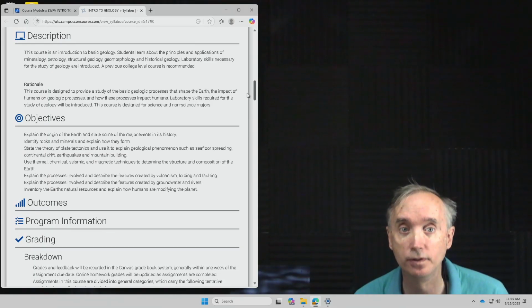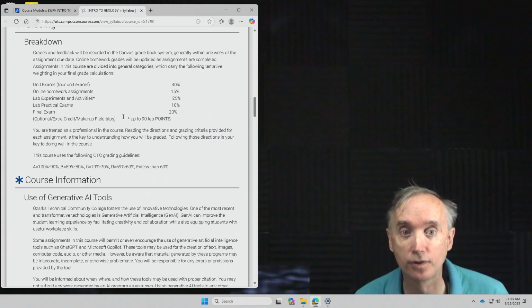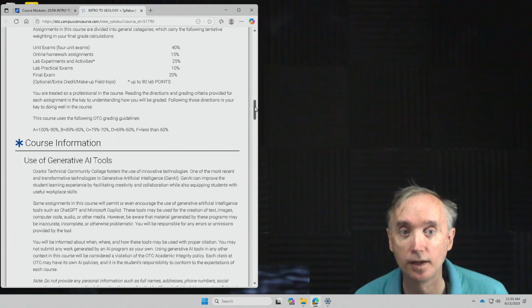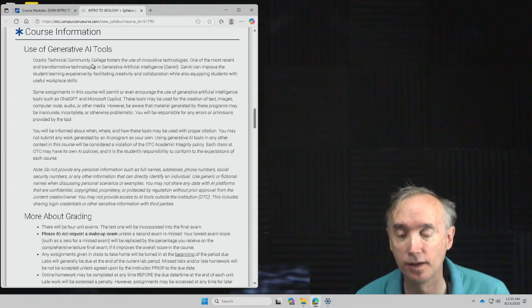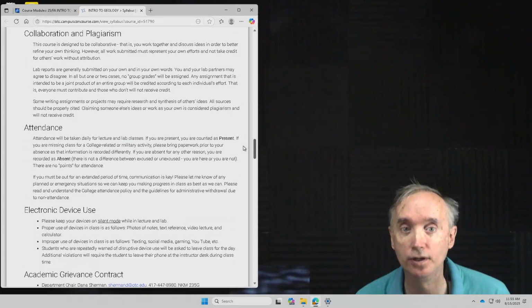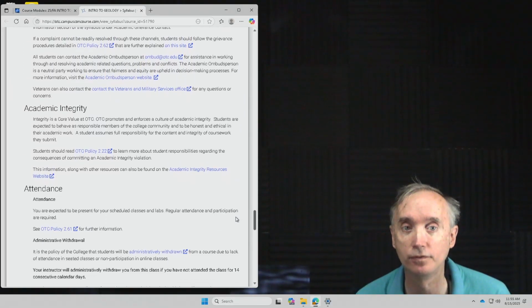Okay, here's a description of the class that you're taking right now, and here are the objectives, and then here is the breakdown of the grades and how I will be grading in the class. When we go over this in class on the first day, I'm going to be talking about AI, and what you are and are not allowed to do with AI in the class. So it's very important that you read all of this information, hopefully before you come to class on the very first day.